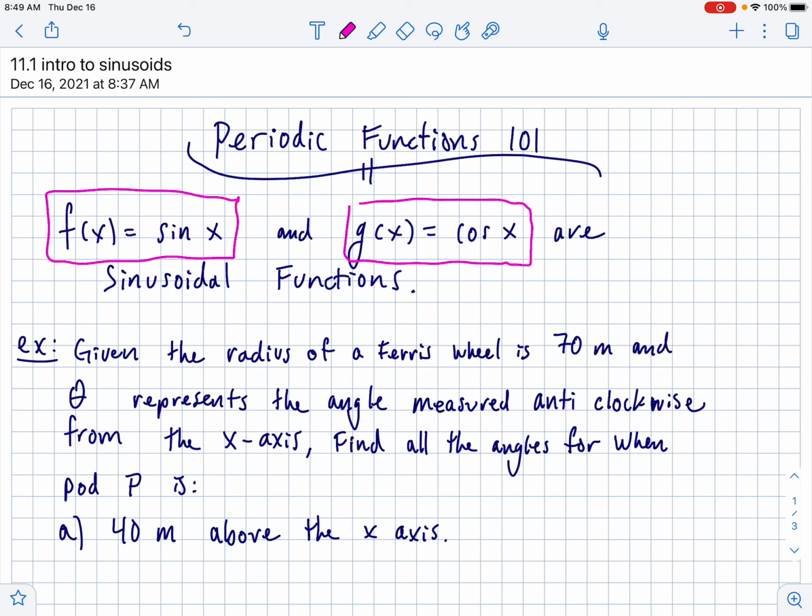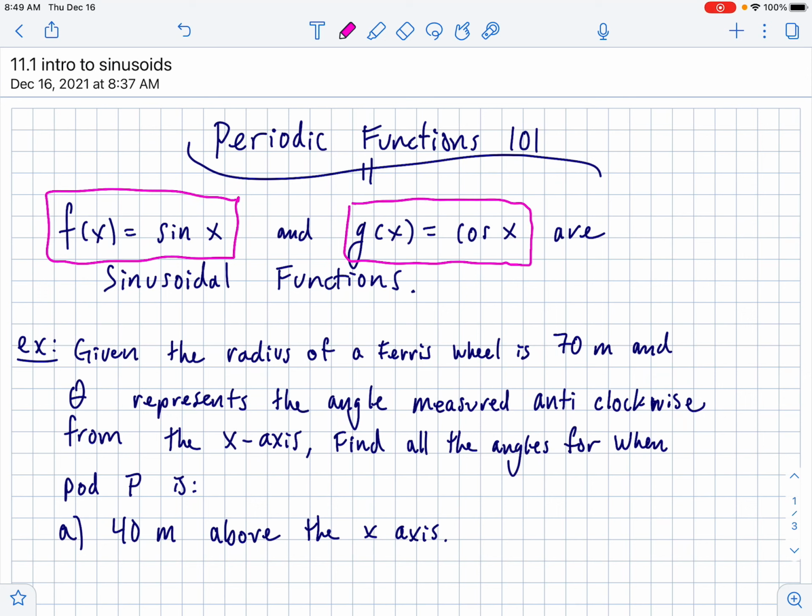All right, IB AI SL2. Today we're starting our final learning target of the semester, which is periodic functions, or as I call them, sinusoidal functions. Not just me. A lot of mathematicians call them that because they are that. The two main ones we're going to be working with today are the sine of x and the cosine of x. It's not always equal to f of x and g of x. It can be different letters, but just in general, if you see a sine of x or a cosine of x, those are sinusoidal functions.